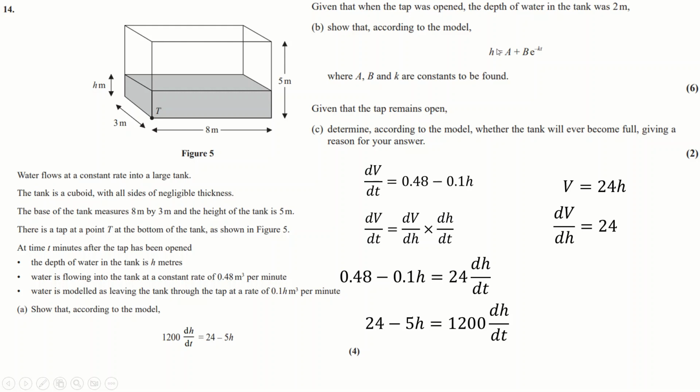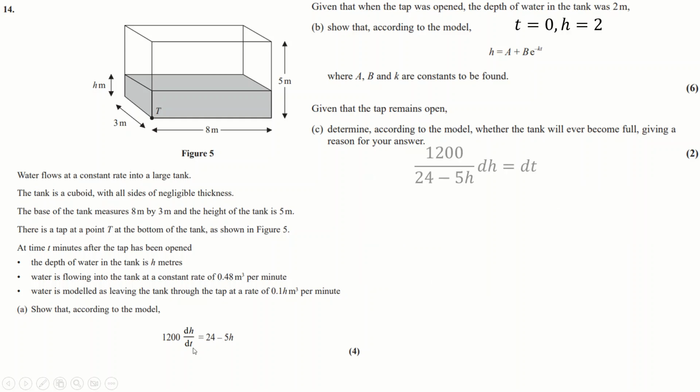And then show according to the model we have this. So they're essentially just asking us to solve this differential equation. T is 0 and h is 2 is what this gives us. So of course, when we solve this differential equation, we're going to get a constant when we integrate. So what I did was I divided everything by 24 minus 5h, and then times everything by dt to get this. And now I can integrate both sides.